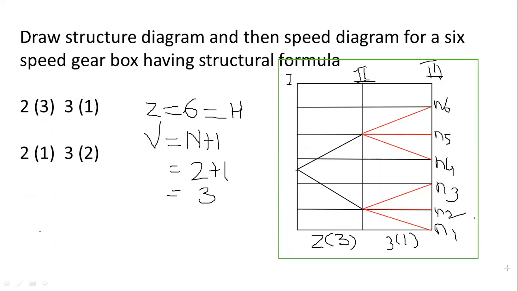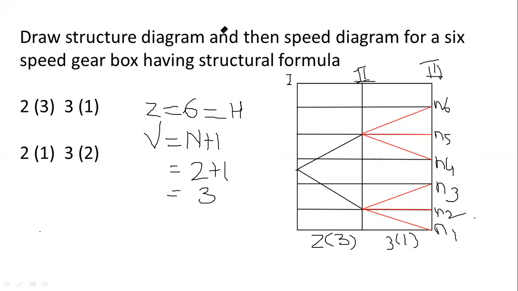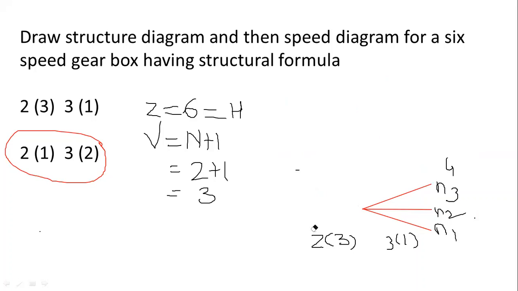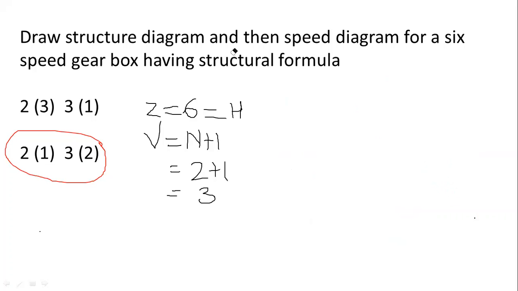Now let's go to the other structure diagram, right? And that structure diagram is shown over here, which is 2132, right? So let us start. Now let me erase this whole structure diagram, and here let me draw the other structure diagram. Now you can see here, guys, for this same problem again, the Z is going to remain 6. So horizontal lines are going to remain 6 and vertical lines are going to be n plus 1, right? So again, the vertical lines are going to be 3.